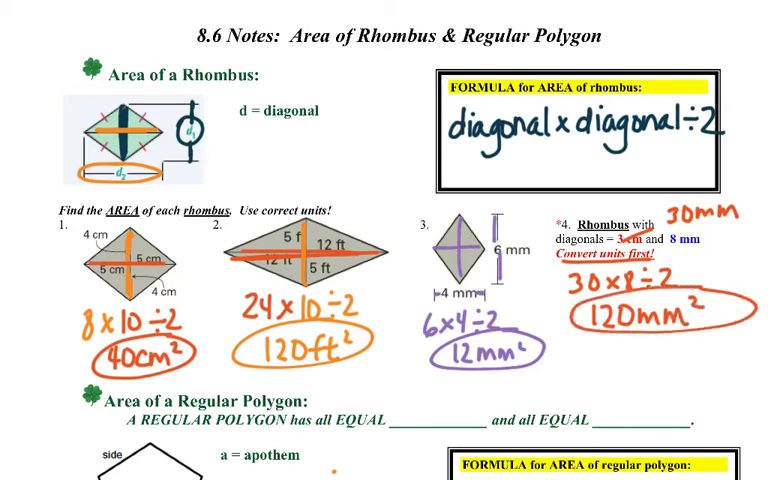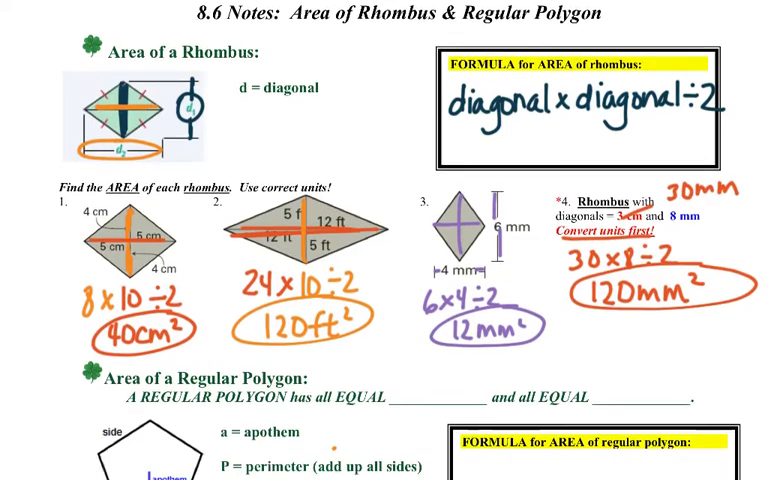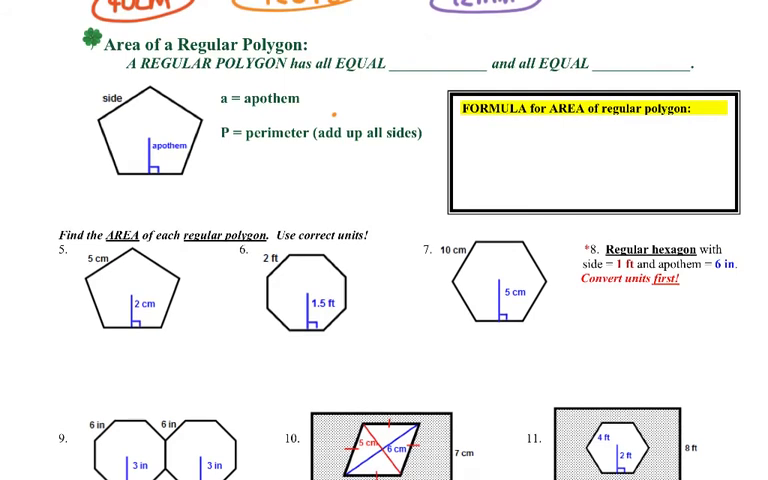So that is it, area of a rhombus. It's not that bad. So we're going to also do area of a regular polygon. And we have to remember, what is a regular polygon? We've had this a few times this year. All equal sides, all equal angles. Right? So we're looking at like pentagon, hexagon, octagon.